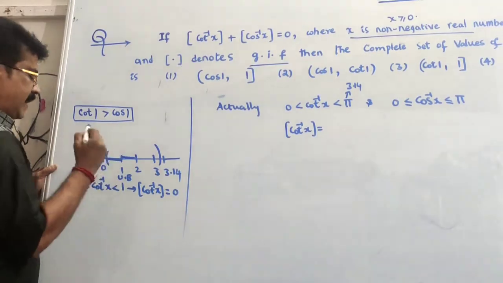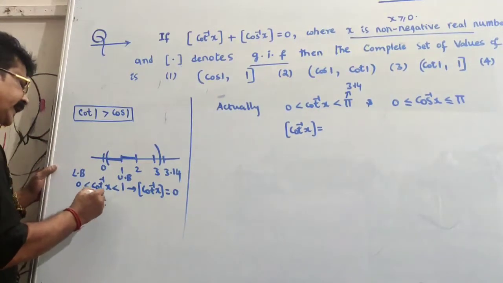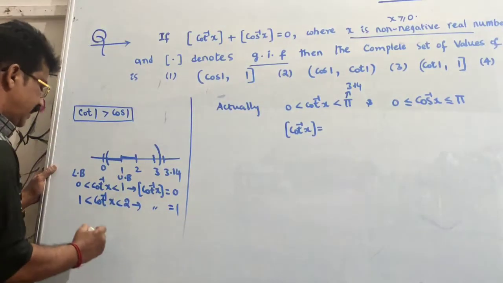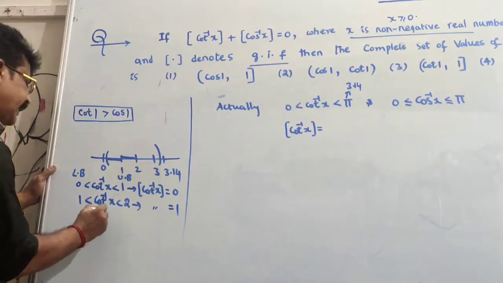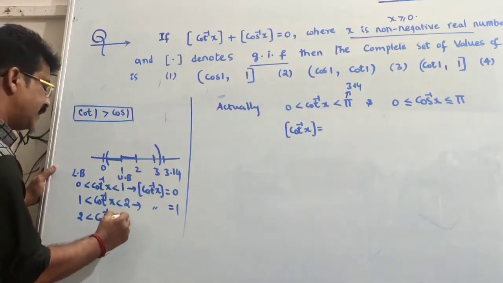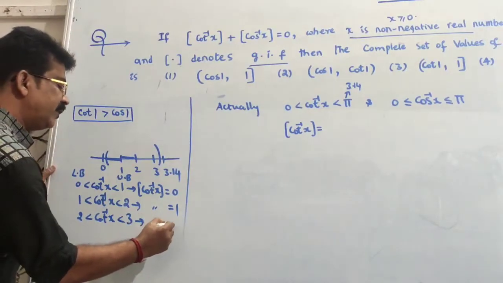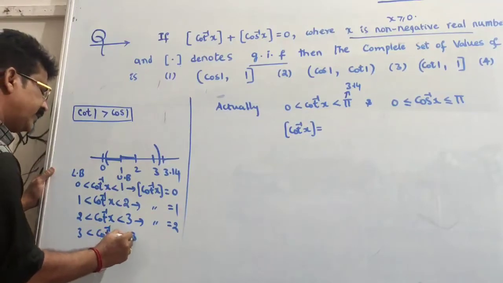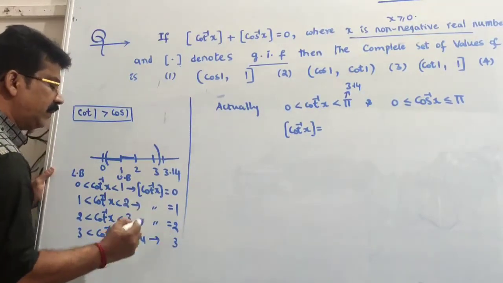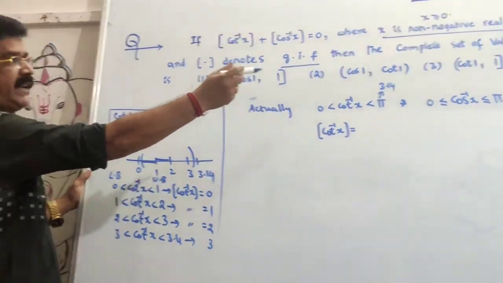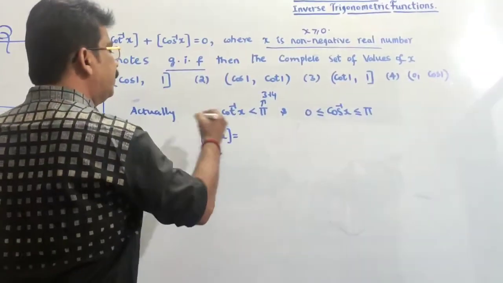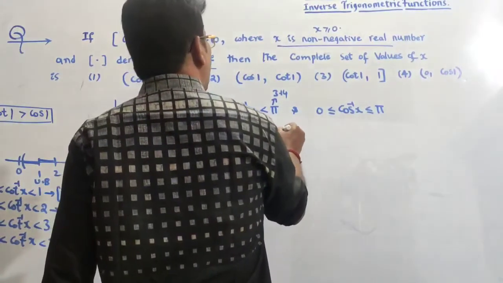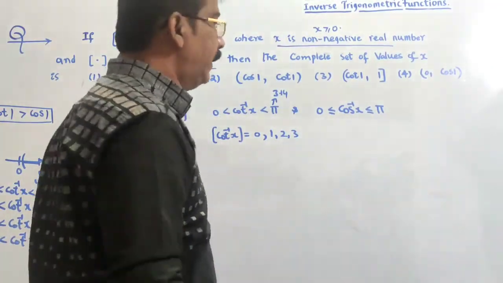Similarly, in this area, 1 less than cot inverse x less than 2, then this value is equal to 1. Next, 2 less than cot inverse of x less than 3, then its value is equal to 2. Next, 3 to pi means 3.1, its value is equal to 3. In the same sense, cos inverse x is also like that. So box of cot inverse x is equal to 0 or 1 or 2, 3. 4 solutions are there.